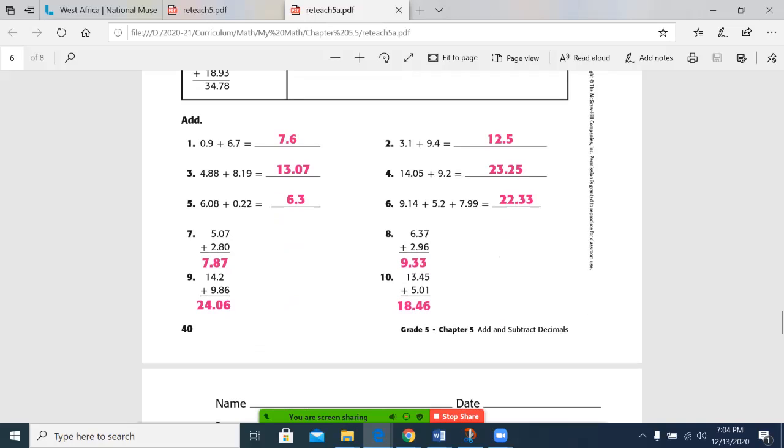You had a few of these problems amongst your assignments, so let's check the ones that we had. We did this one together, and we did this one here, 23.25. 3.1 and 9.4 was 12.5. 4 and 8800ths plus 8 and 1900ths was 13 and 700ths. 6.08 times 0.22 is 6.3 or 6.30, and those are equivalent. These three together give you 22.33. Number 7 was 7.87. Number 8 was 9.33. Number 9 was 24.06. And number 10 was 1846. And number 11 was 86753.09. Just kidding. That wasn't really there.